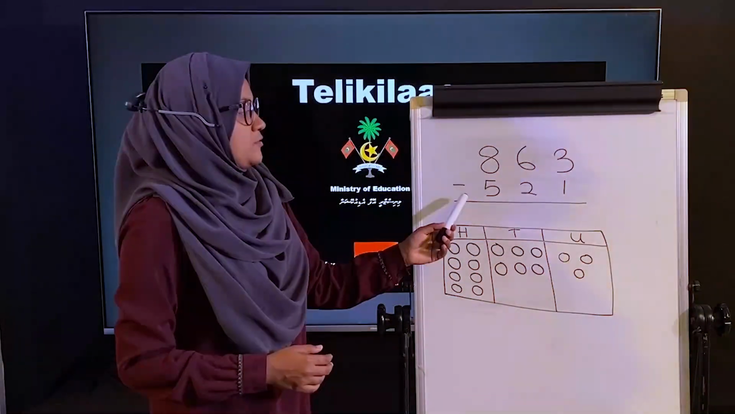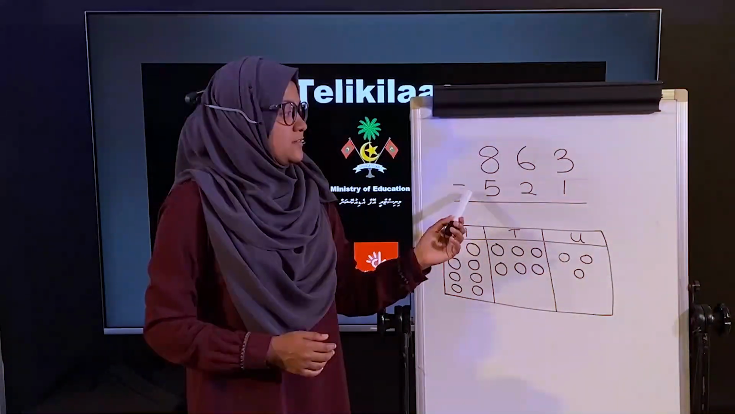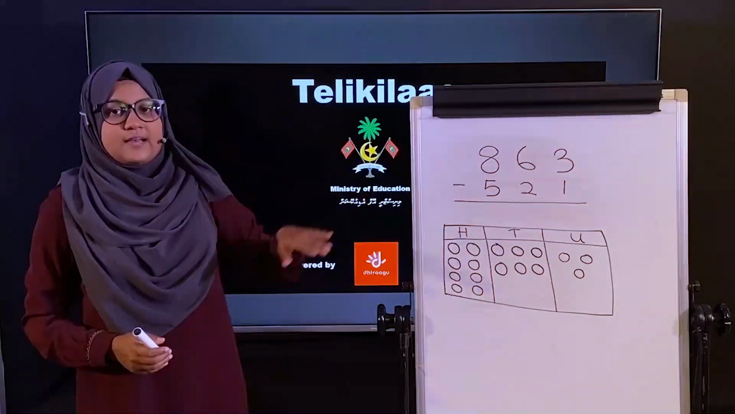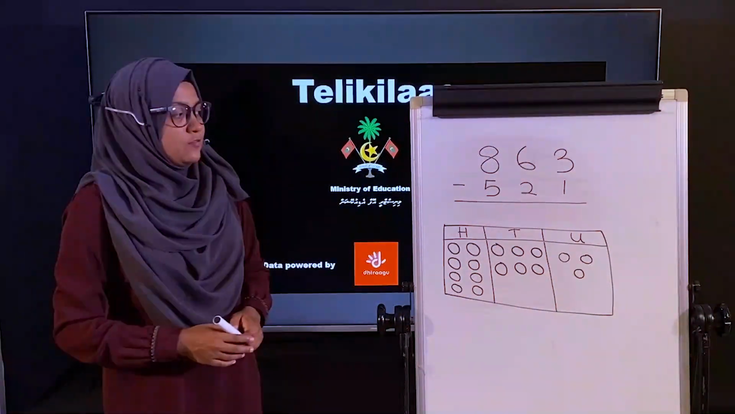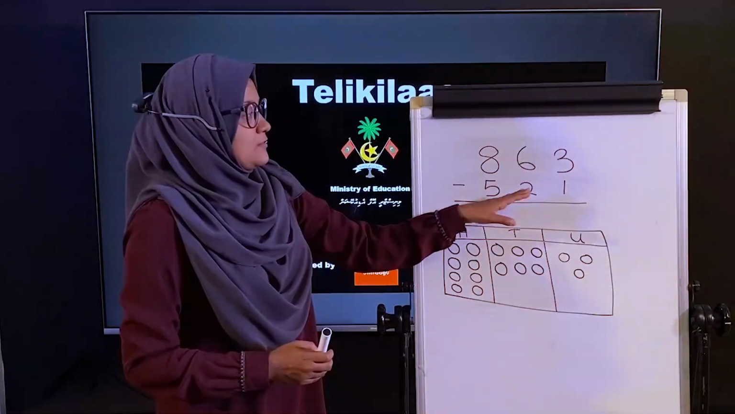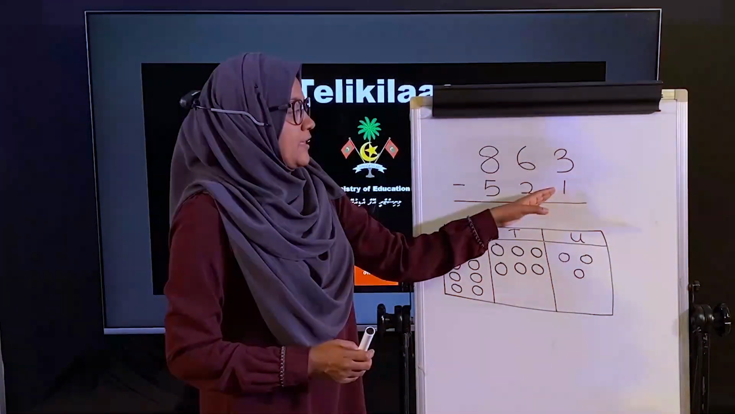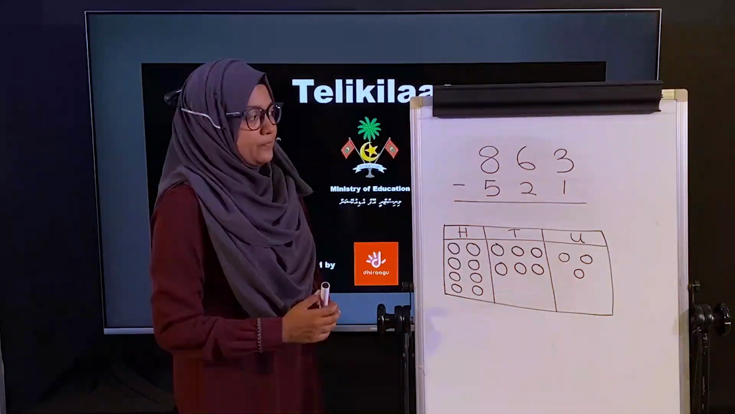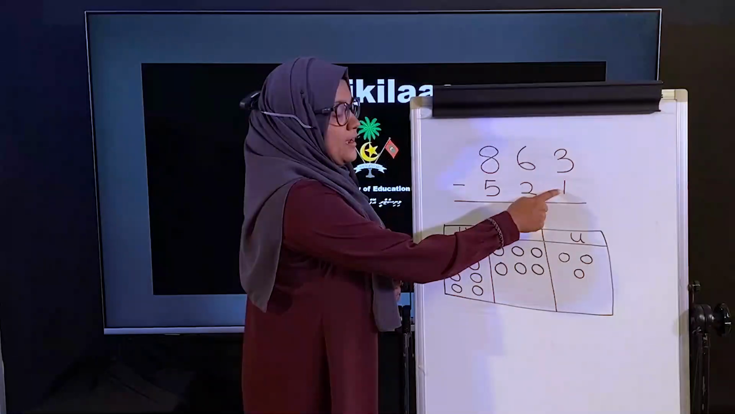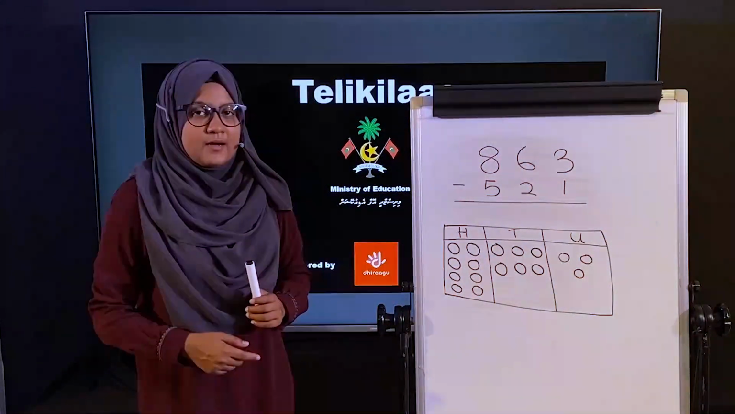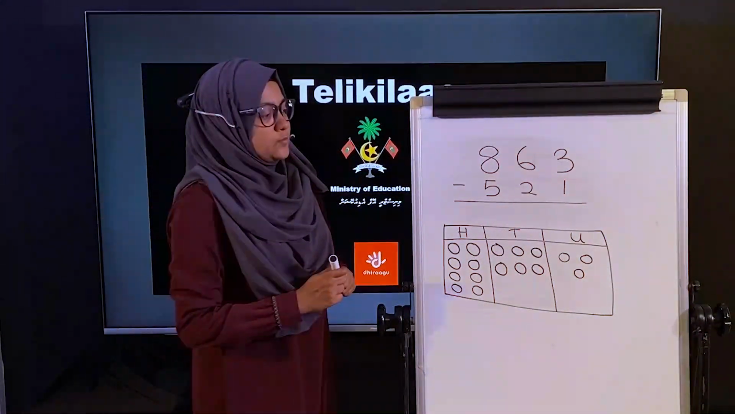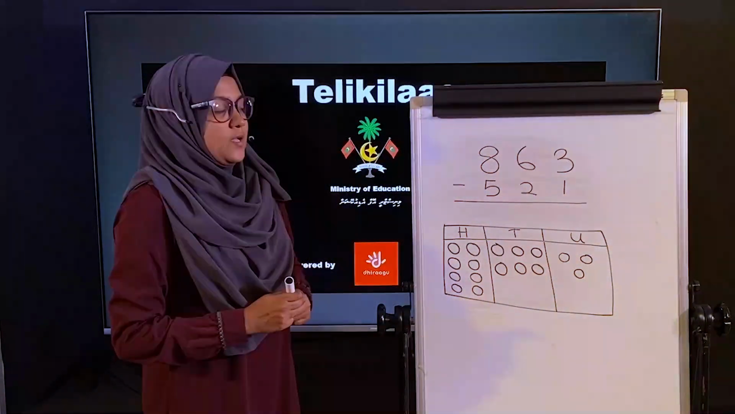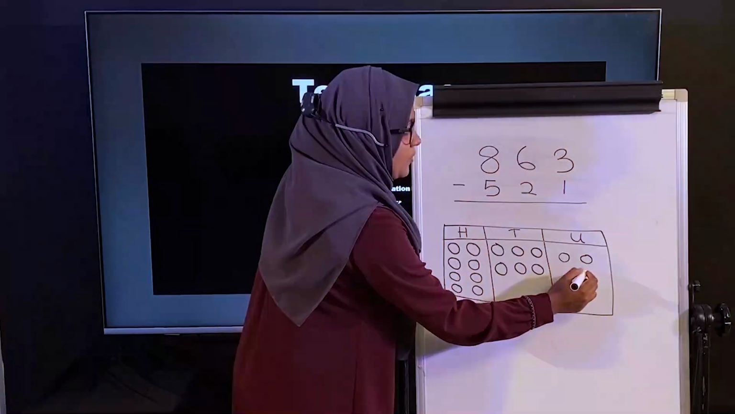Next we have to subtract 521 from 863. For that, first we will look what we have to subtract from units column. We have to take away one number from 3, which means we have 3 circles here. We will cut 1 from it.